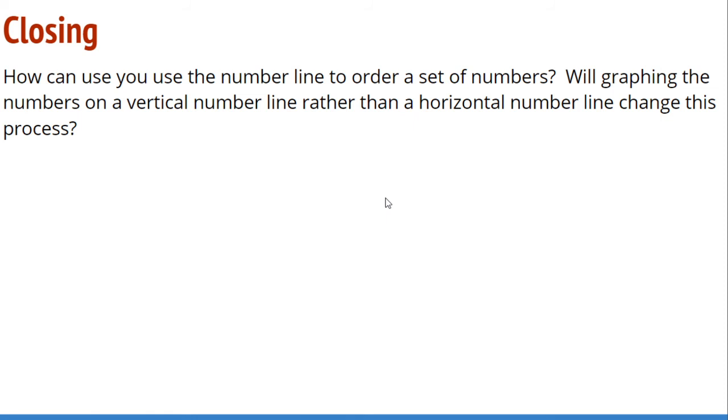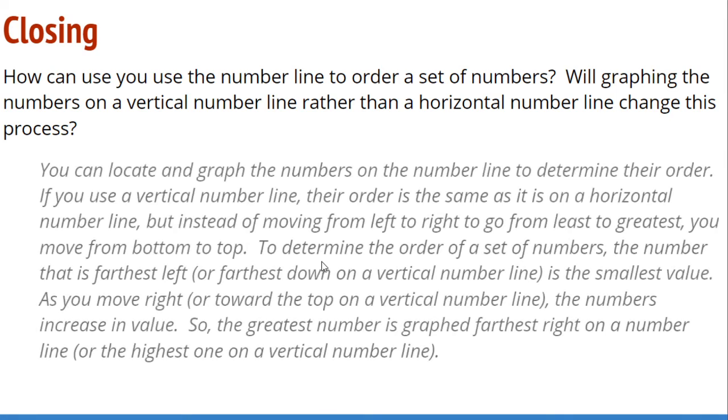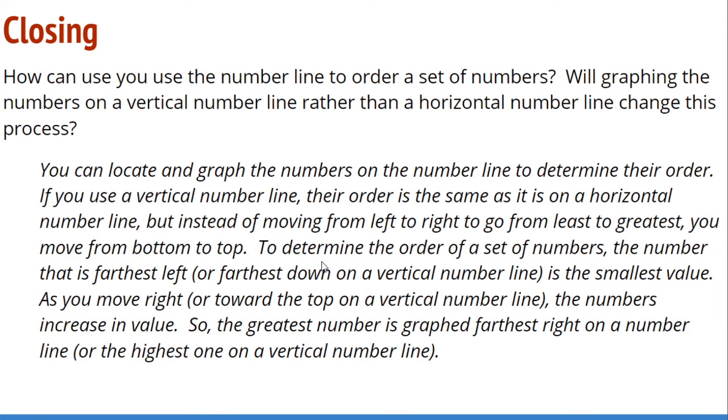Well, looking at this second part here, vertical number line, horizontal number line, we did them both in this lesson, and it didn't change the process. We're still ordering the numbers from least to greatest, greatest to least. So we can create and locate the numbers on the number line to determine their order. If we use a vertical number line, their order is the same as on a horizontal number line, but instead of moving from left to right, from least to greatest, you move from bottom to top, least to greatest.